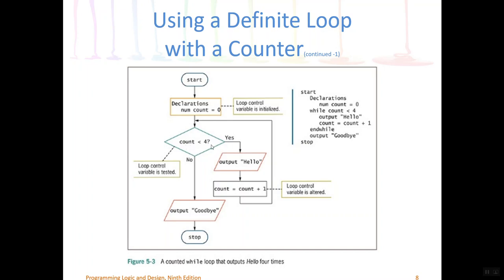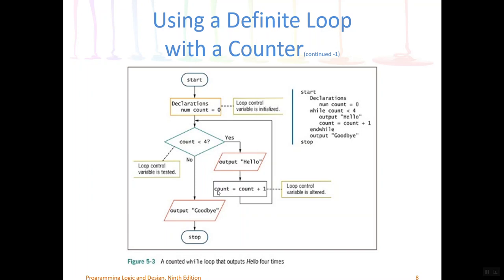0 is less than 4. Yes, it is. So we output hello. The other critical piece of all loops is that we increment count by adding 1 to its value. This last piece is critical. If we would forget this step, we would end up with an infinite loop that never ends.